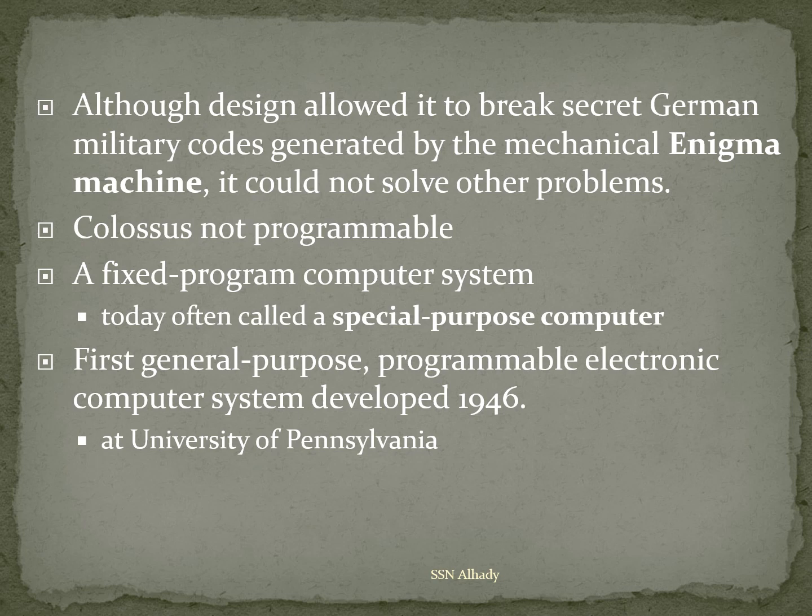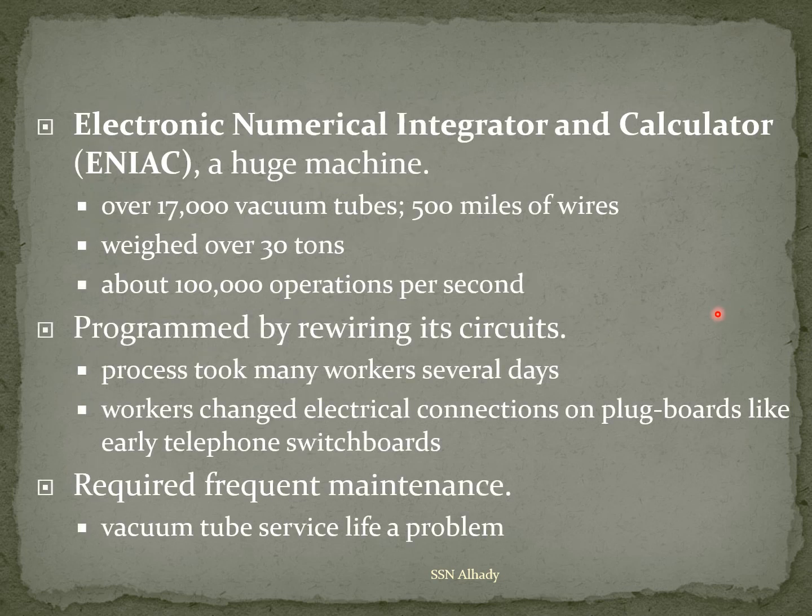The first general purpose programmable electronic computer system was actually developed in 1946 at the University of Pennsylvania. This is ENIAC, the Electronic Numerical Integrator and Calculator.